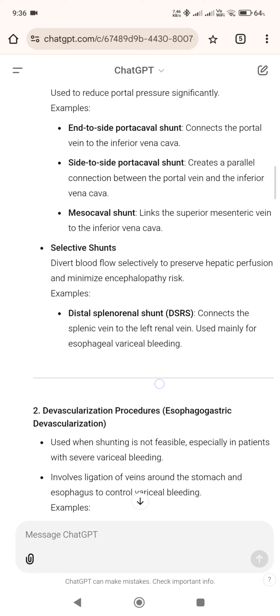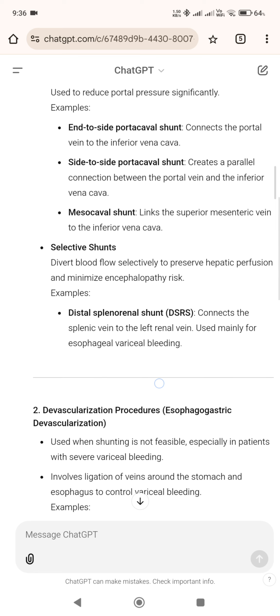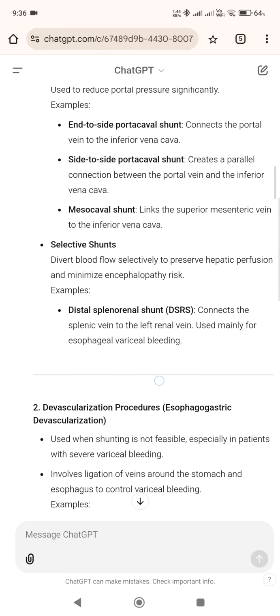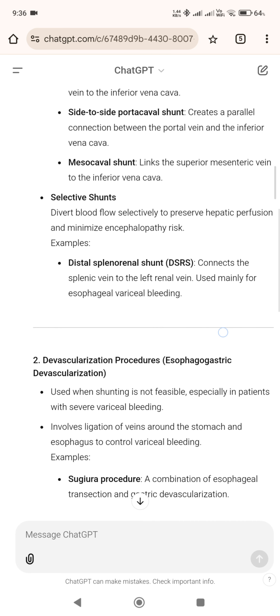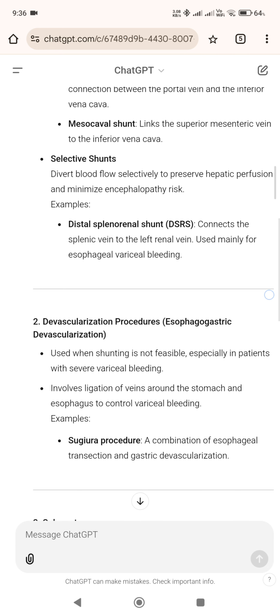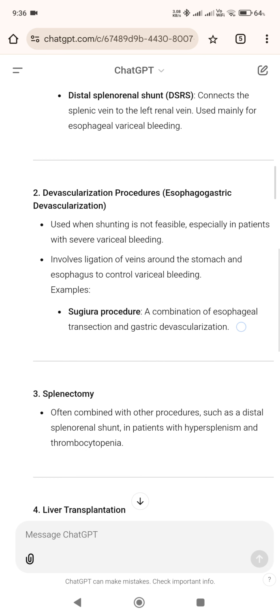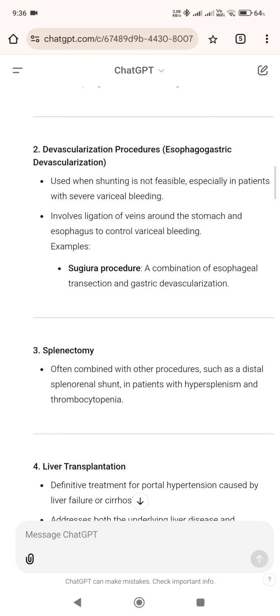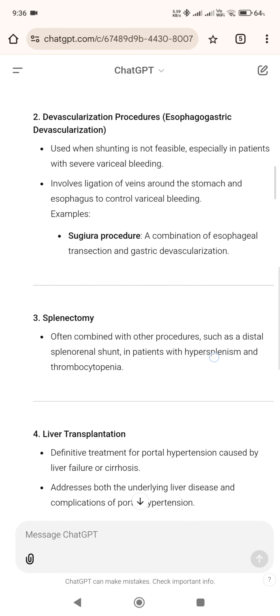2. Devascularization procedures, esophagogastric devascularization, used when shunting is not feasible, especially in patients with severe variceal bleeding. Involves ligation of veins around the stomach and esophagus to control variceal bleeding. Examples: Sugiura procedure, a combination of esophageal transection and gastric devascularization.